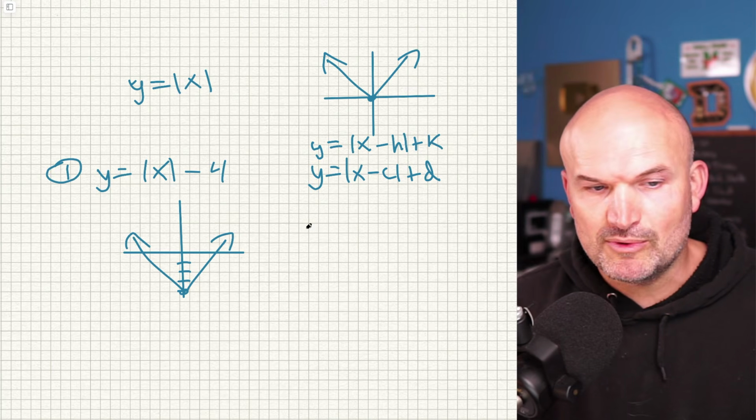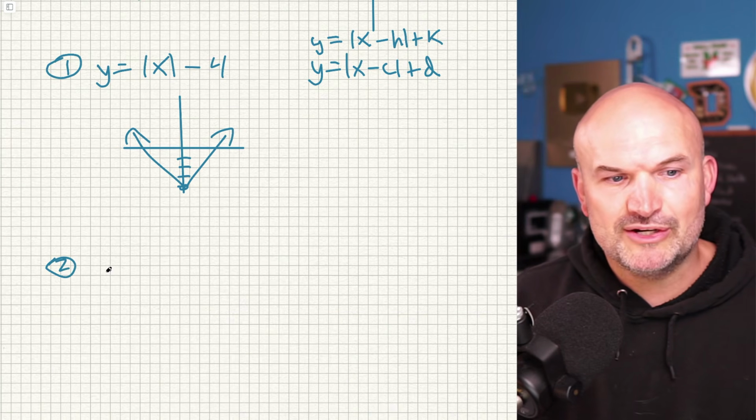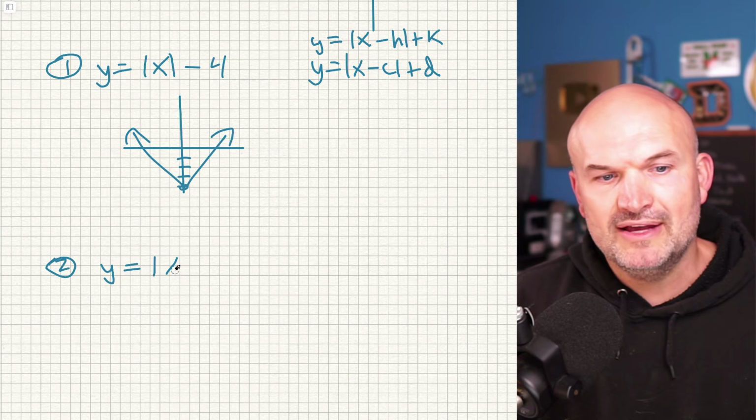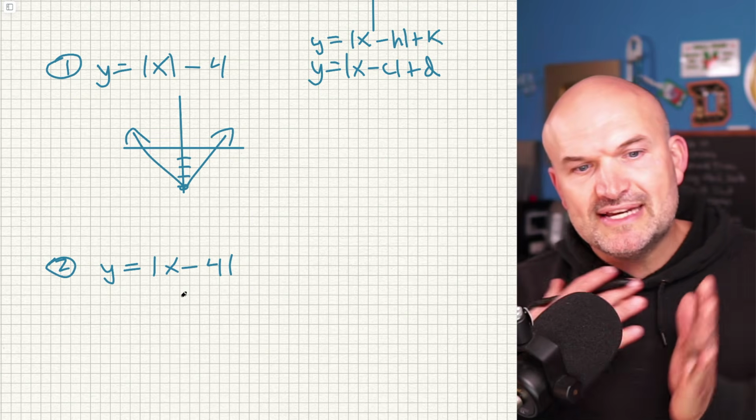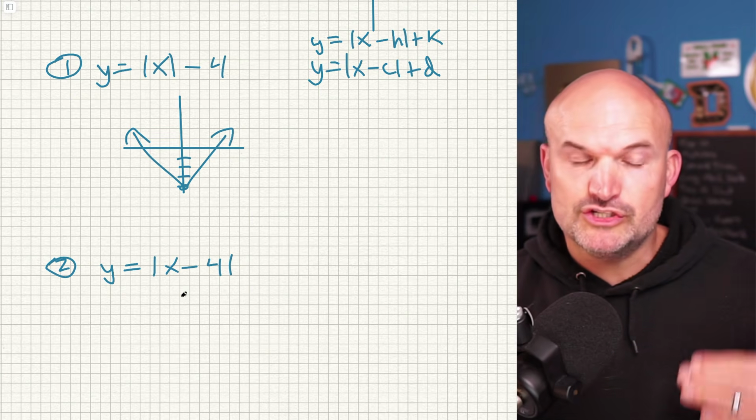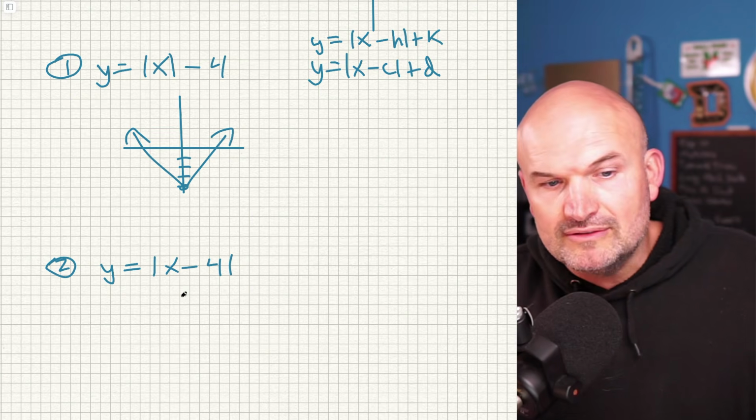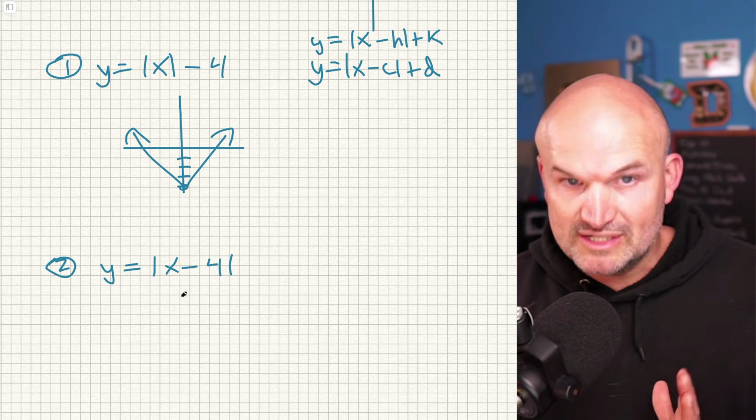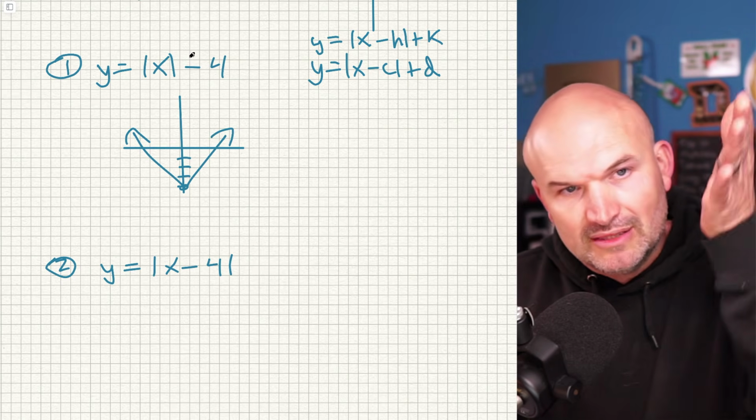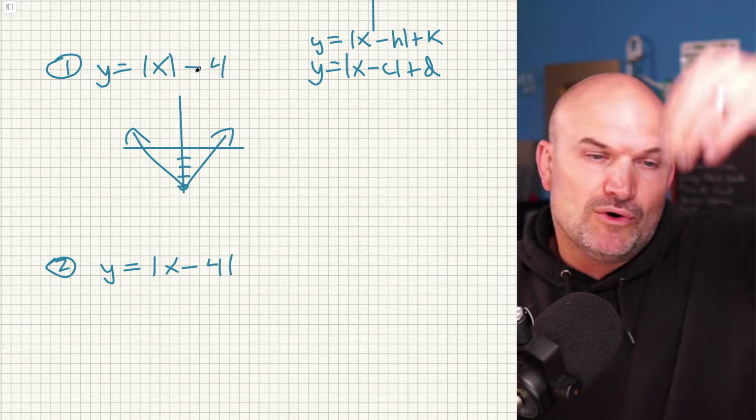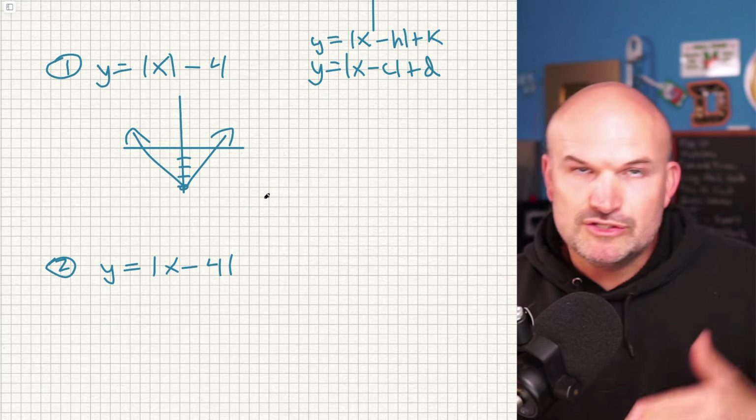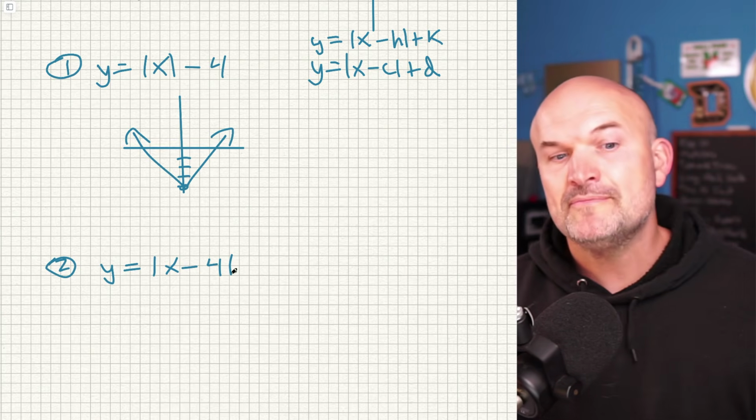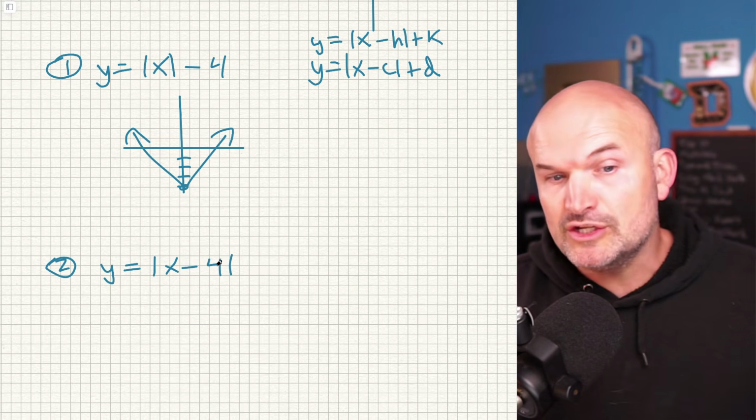So that's number 1. The next one that we need to make sure we understand is, well, what if I have x minus 4 inside the absolute value? Outside the absolute value, that was a vertical shift. If it's inside the absolute value, that is going to be a horizontal shift. Now, a lot of students get this mixed up because we know minus 4 goes down. So they assume down is negative, up is positive, to the left is negative, to the right is positive. So a lot of students would assume this is going to go to the left.